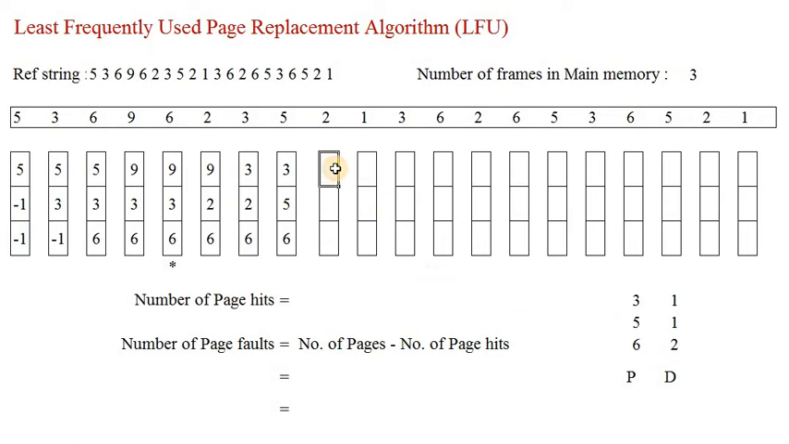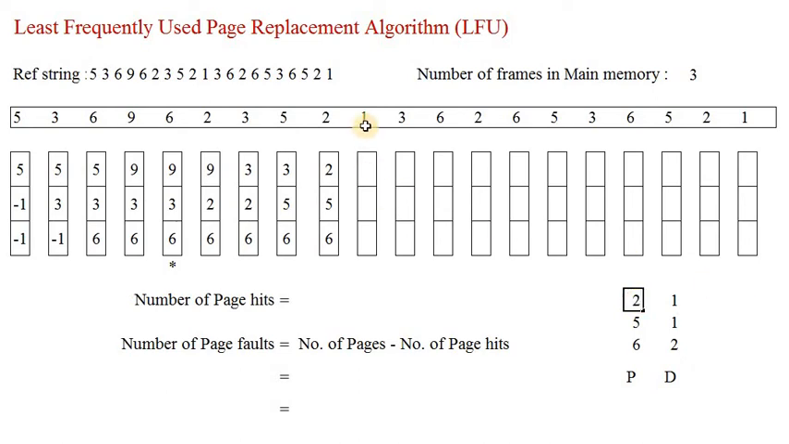Now 2 is not there in the main memory, so what should I do? I need to check the degrees. 6 cannot be removed, because the degree of 6 is 2, the highest. Apply the FIFO technique among 3 and 5. 3 came first, so 3 will be replaced with 2, and 5 stays as it is.